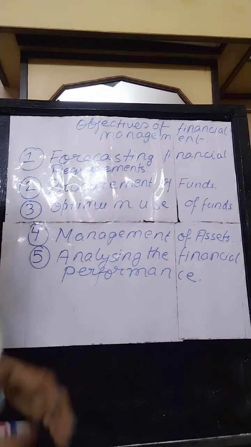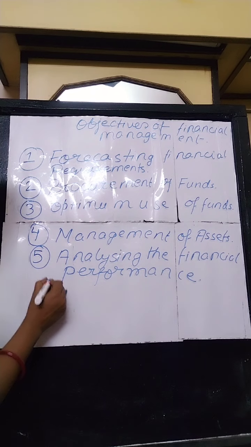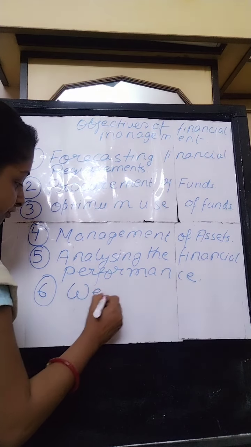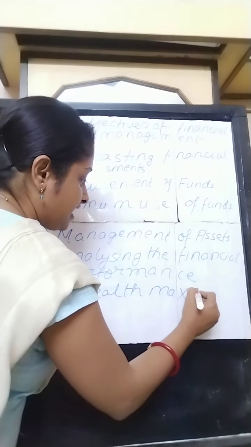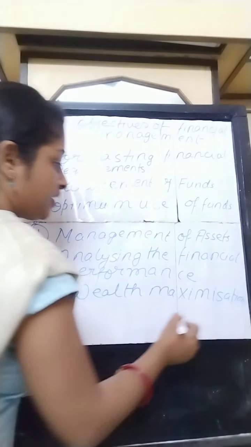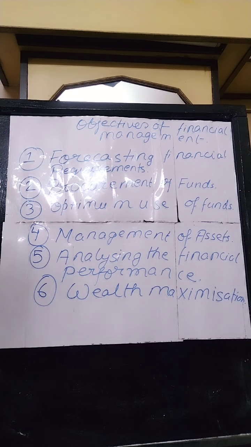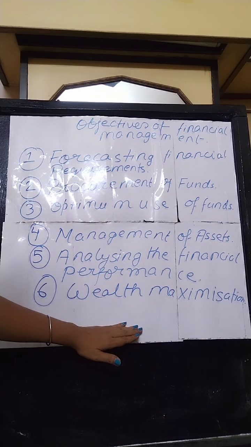Coming to the last objective, which I have told you earlier also, that is wealth maximization. Apart from profit maximization, wealth maximization is another important point of financial management objective. Financial management is not limited only with the profit maximization. Basic goal of financial management should be maximization of wealth. This helps to maximize the value of the organization in the long run.